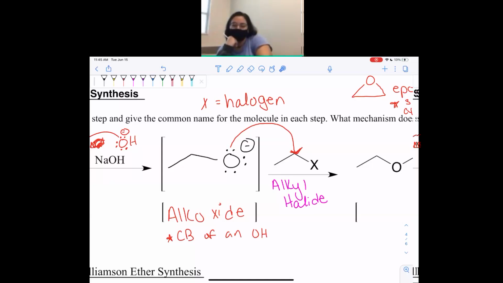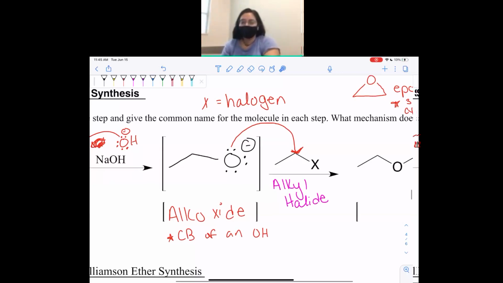Does anyone know? Or want to take a guess? Because it's the one attached to the halogen, exactly. It's the one that has a leaving group, right? So once we attack this carbon, this is going to leave.